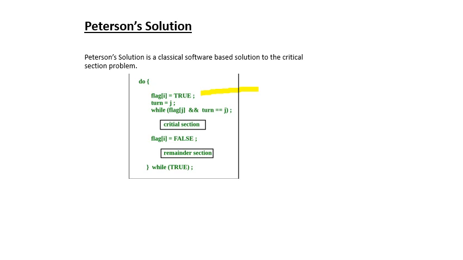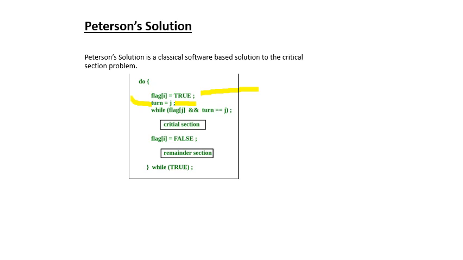And next is turn. What is the meaning of this turn? Turn is the process whose turn it is to enter into the critical section. Once one process enters into the critical section, next it will give the turn. So whose turn is next, that process has to enter into the critical section. In simple terms, it defines whose turn it is to enter into the critical section.